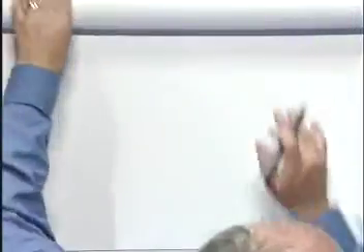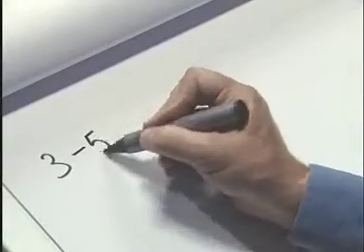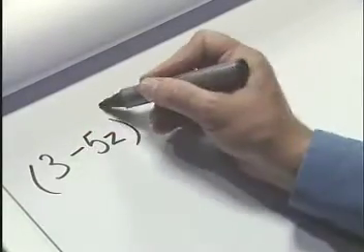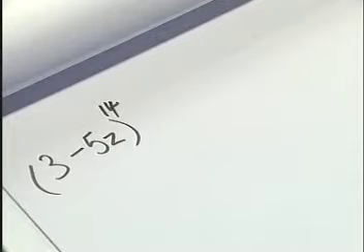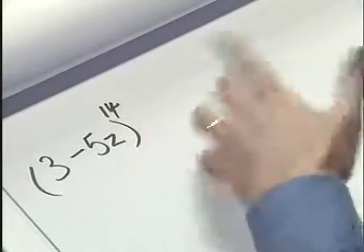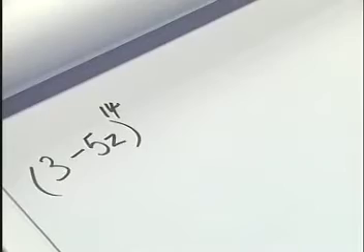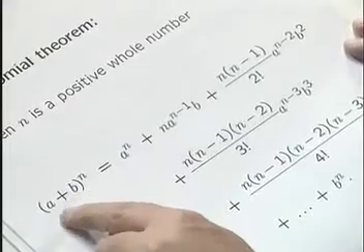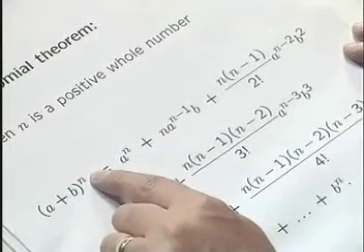I want to look at one final example before we finish. And this time I want to look at the example 3 minus 5z to the power 14. Again, it's an example where you wouldn't want to use Pascal's triangle because the power 14 is too high and you'd have too many rows to generate in your triangle. I'm going to use the original form of the theorem, the one I have here in terms of a plus b to the power n.